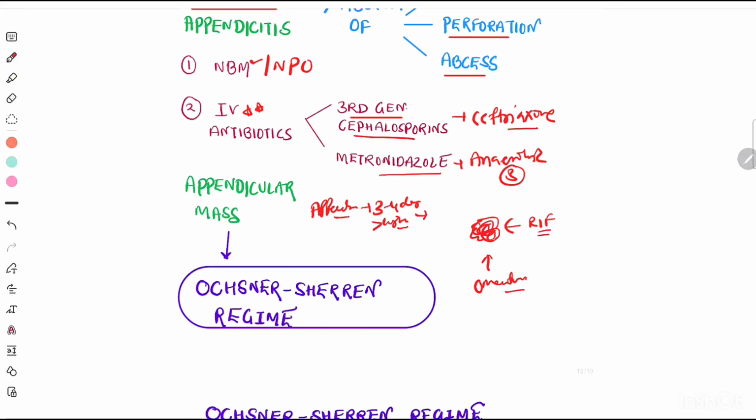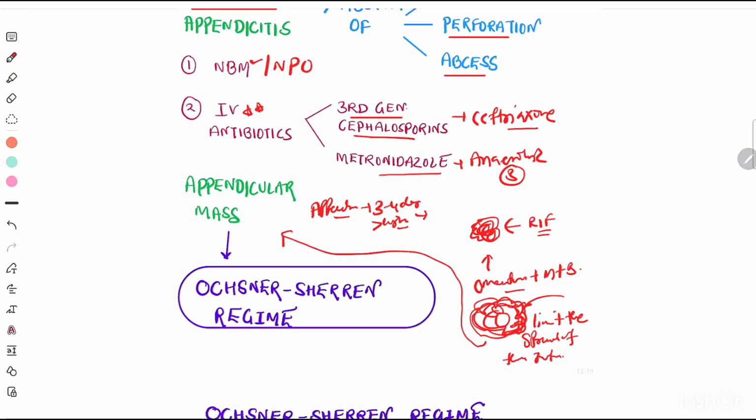Due to the inflammation in the right iliac fossa, the omentum, mesentery and bowel go there and form a lump to limit the spread of this inflammation, which leads to formation of an appendicular mass. For appendicular mass, we are not going to perform surgery in the same sitting. We will firstly manage this case via medical management.